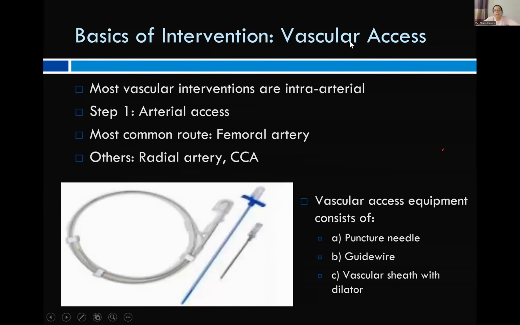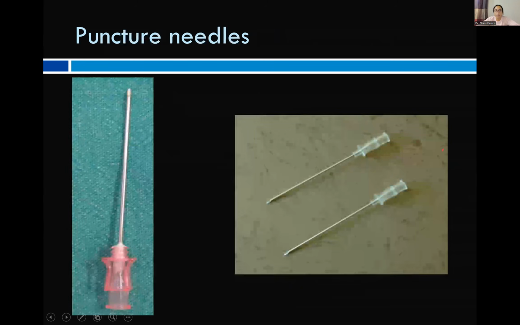So the first step is vascular access, which is mostly intraarterial or maybe venous. The most common route is the common femoral artery route. And so the vascular access equipment consists of a puncture needle, a small guide wire, and a vascular entry sheath. So first and foremost is a puncture needle. So puncture needles are usually made of stainless steel.